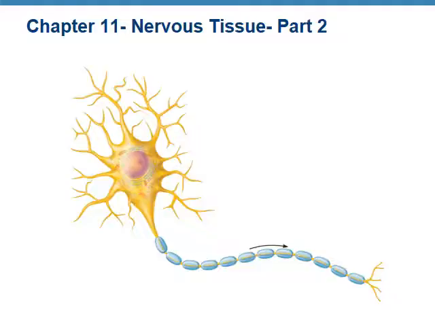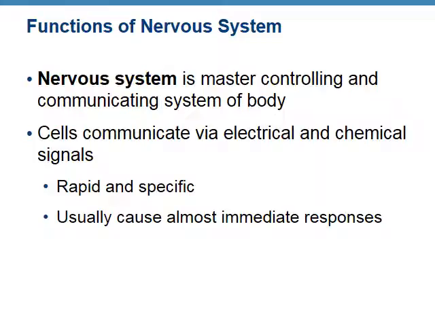Miss Nikki here. We get to move on to part 2 of chapter 11, where we're going to talk about some more specifics involved with nervous tissue. Hopefully by now we understand the nervous system. This is the master control or communication system within the body. We use the nervous system, specifically neurons, to communicate from one part of the body to another. It's always fast, it's always specific, and it can cause immediate responses.